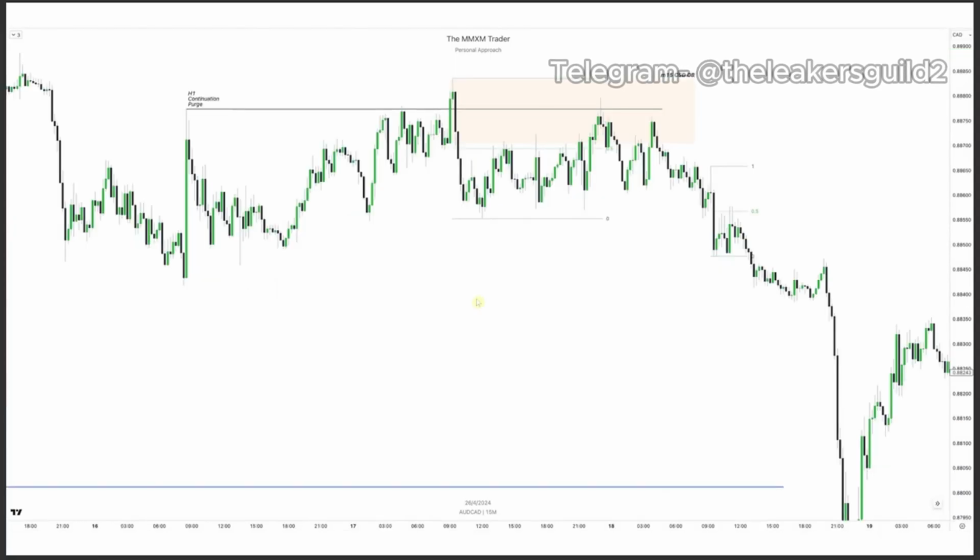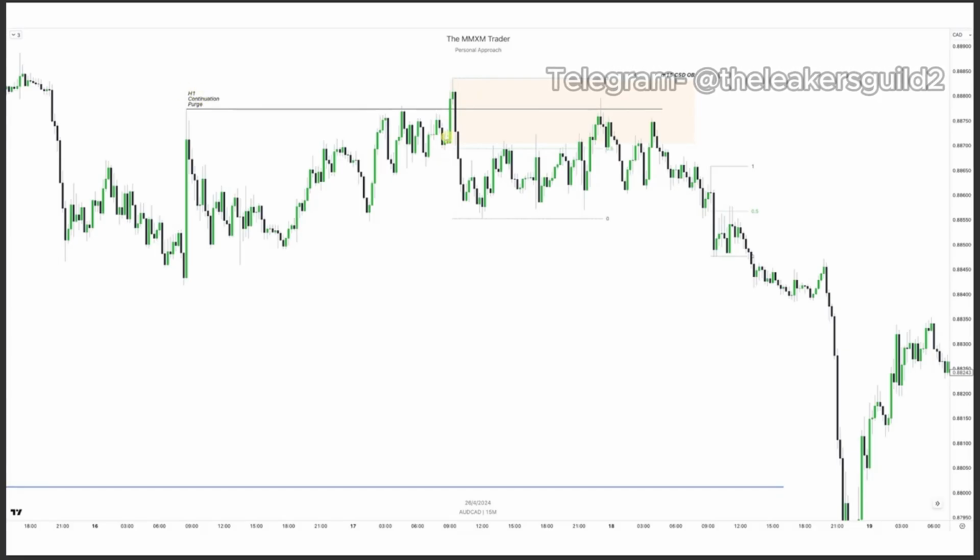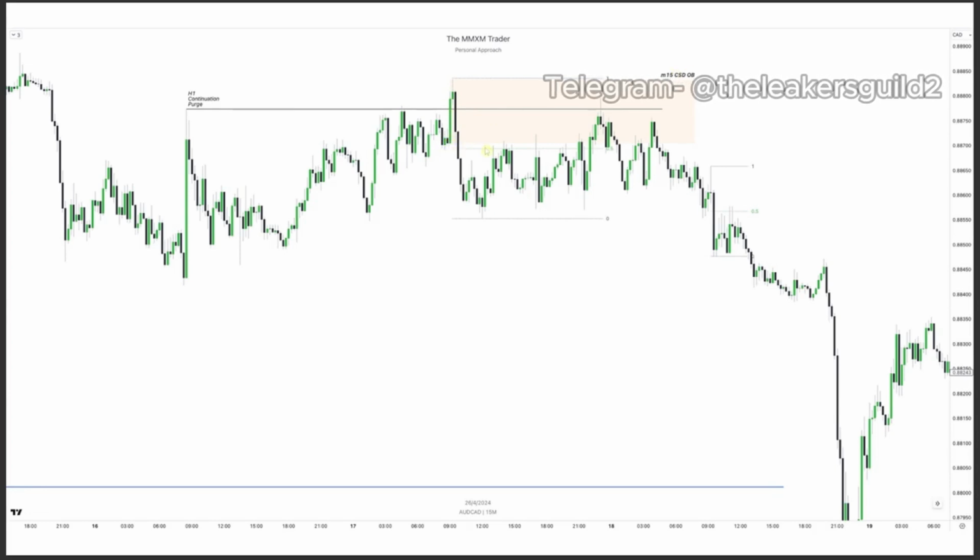You can dive in even deeper over here. We have the 15-minute chart, right? 1 hour continuation purge, another one. Up close candle over here, which is a bearish order block. 15-minute change in the state of delivery order block, right?